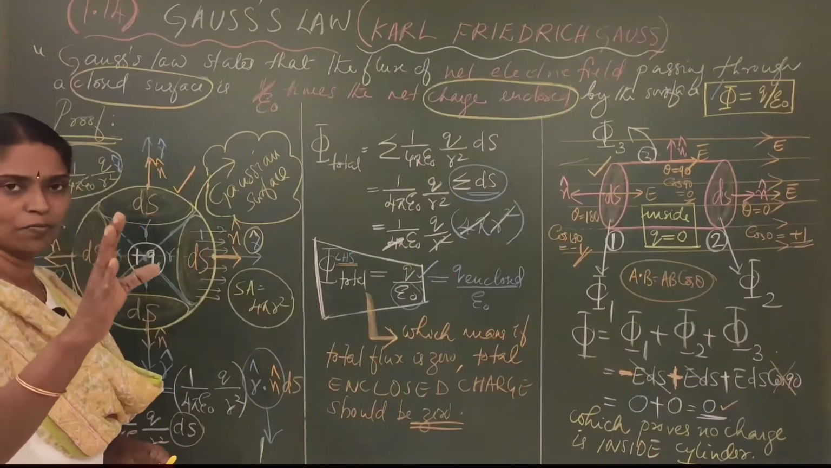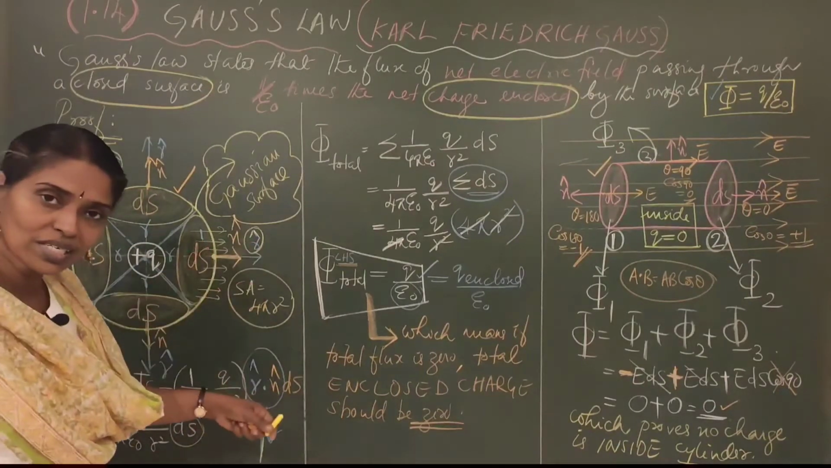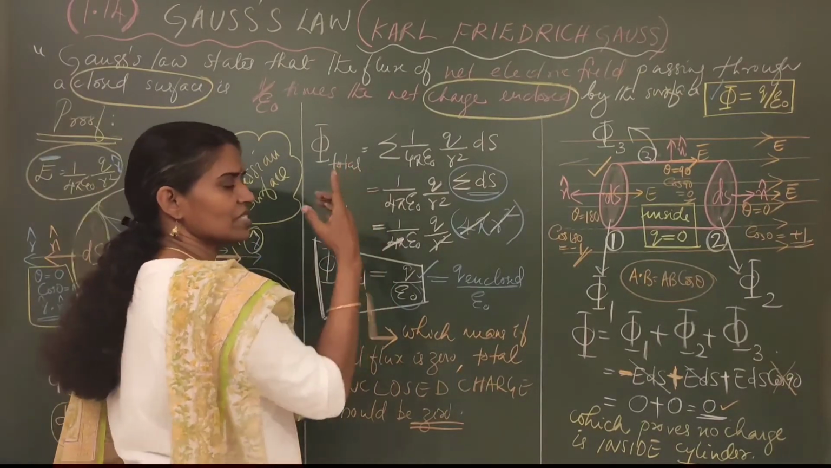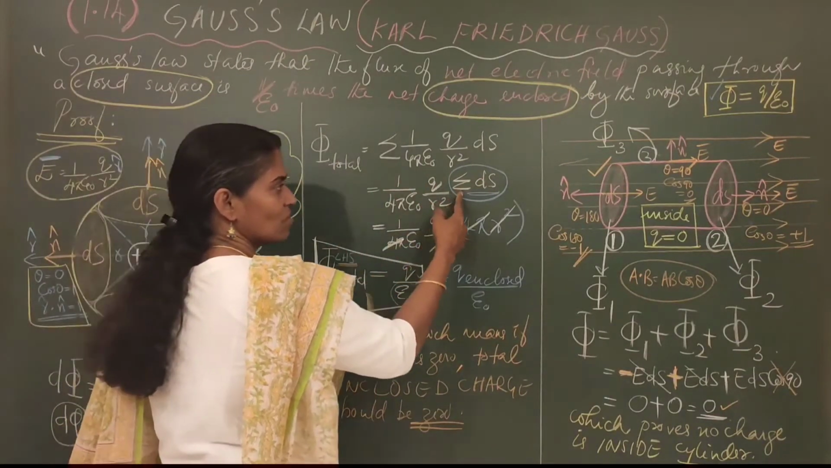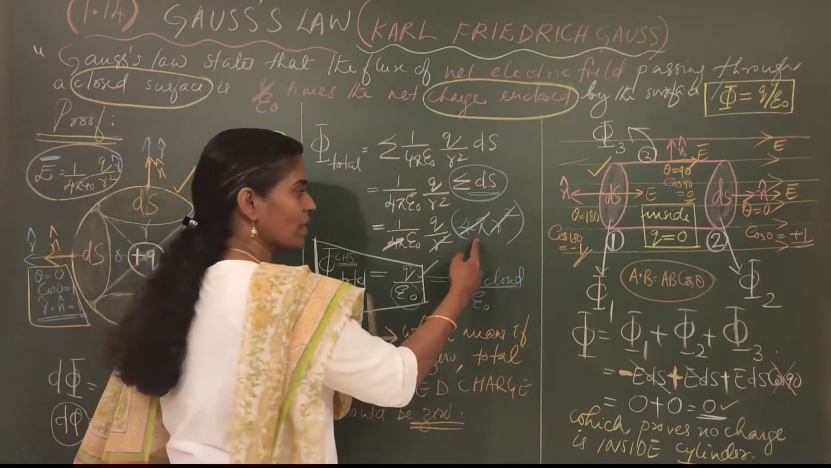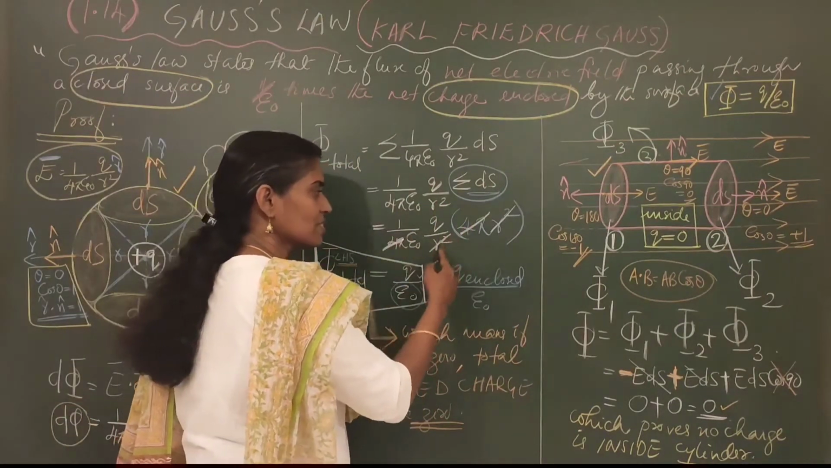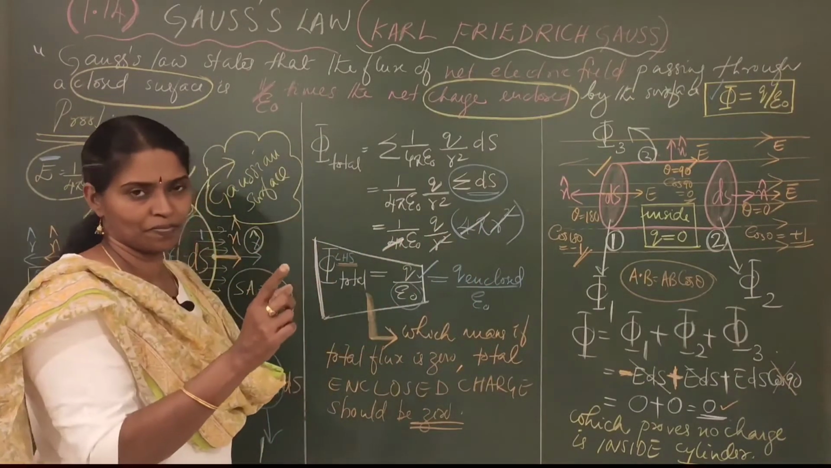That's the total value. So for 1 ds, this is the answer. So for total ds, take the sigma. Very simple. Take the sigma. So you have phi total. Taking sigma, what you will get? The total surface area of the sphere, 4 pi r square. 4 pi cancels, r square cancels. So the remaining is q by epsilon naught.